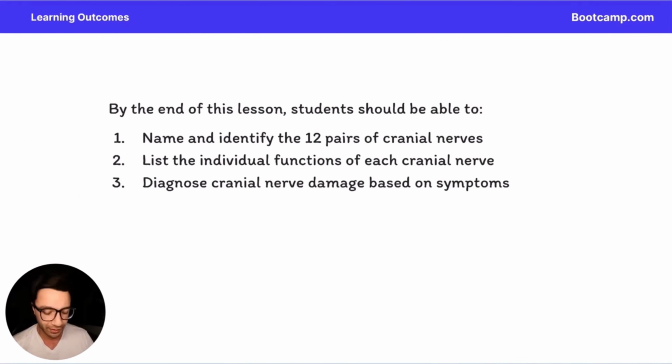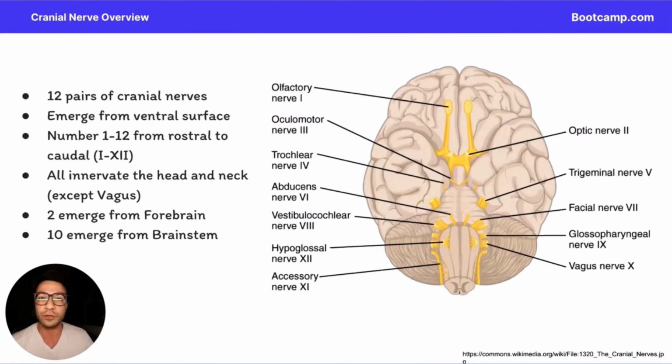So we have a couple learning outcomes. By the end of this lesson, you should be able to identify and name all 12 cranial nerves, list their functions, as well as diagnose cranial nerve damage based on symptoms. So first off, we're just going to start off with a blanket overview of the cranial nerves.